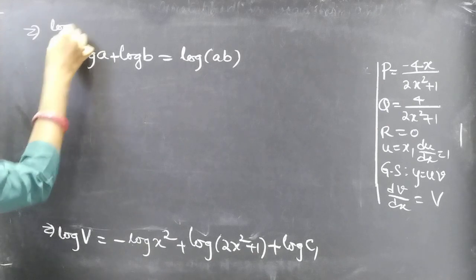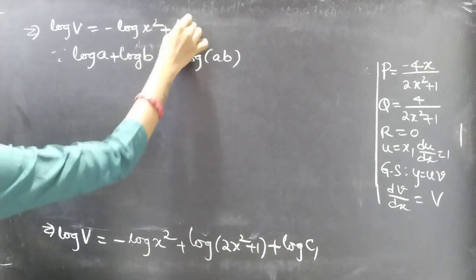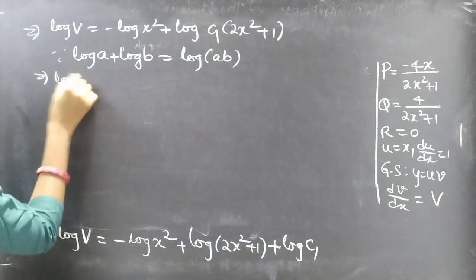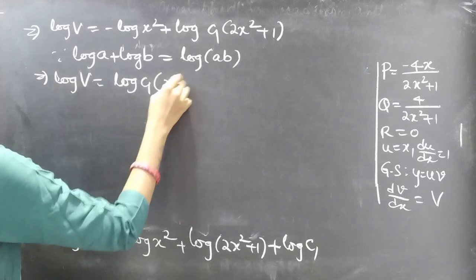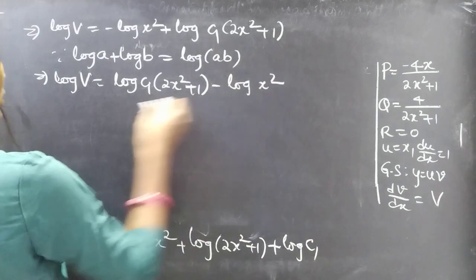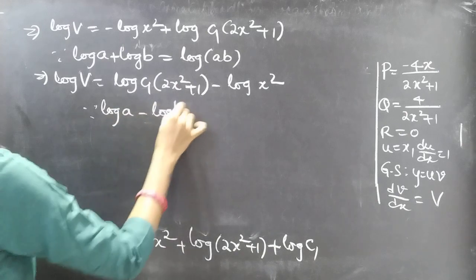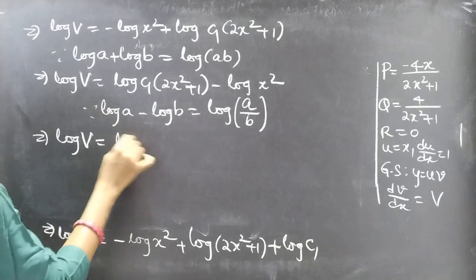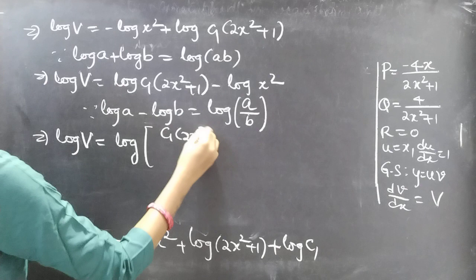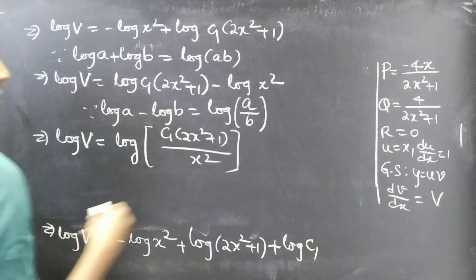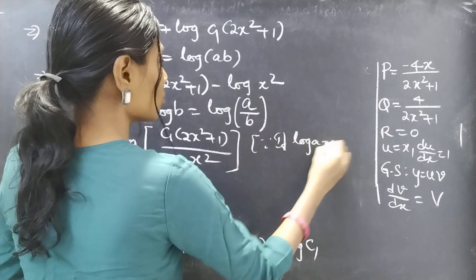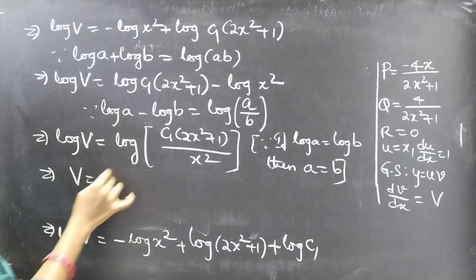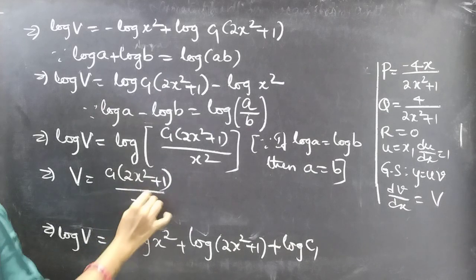Okay, this becomes log v equals minus log x square plus log c1 into 2x square plus 1. And we can write the above equation as log v equals log c1 into 2x square plus 1 minus log x square. Since we know that log a minus log b equals log a by b, the above equation becomes log v equals log c1 of 2x square plus 1 by x square. Since we know that if log a equals log b, then a equals b, from that we'll get v equals c1 into 2x square plus 1 by x square.